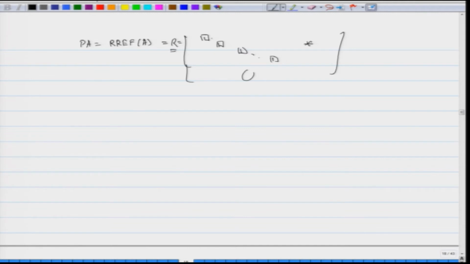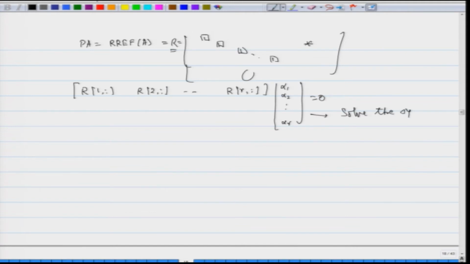Now I am supposed to look at these vectors, all right. This is my first vector, this is my second vector, and this is my rth vector. Fine. I am supposed to look at alpha 1 times the first row plus alpha 2 times the second, up to alpha r times the rth row, equal to 0. I want to solve this system with the alpha i's as unknowns. Please note that I want to show that each alpha i is 0.